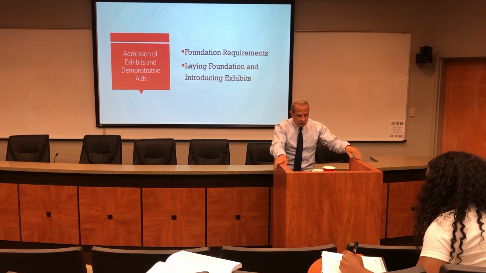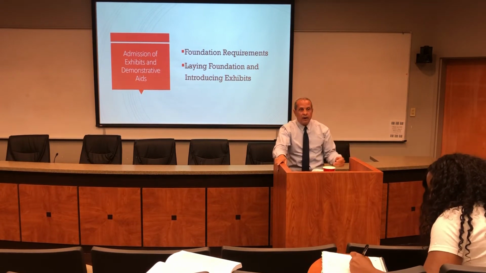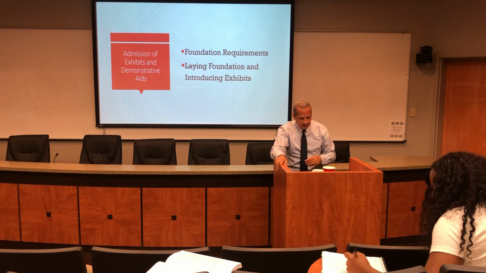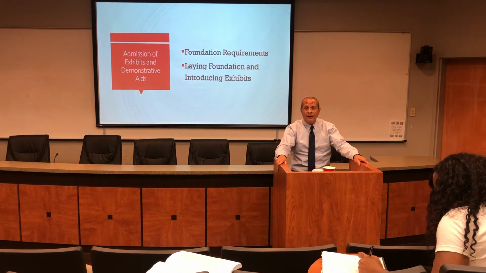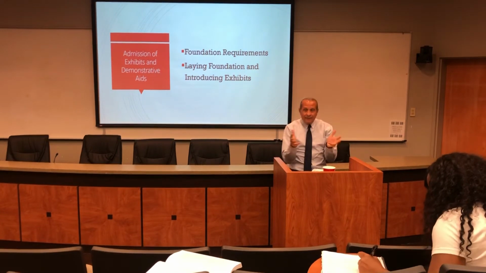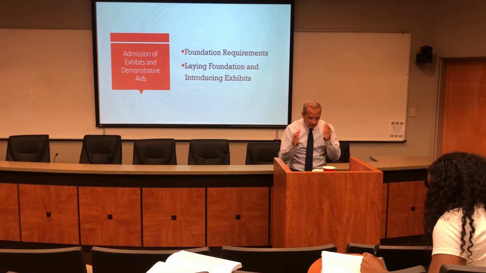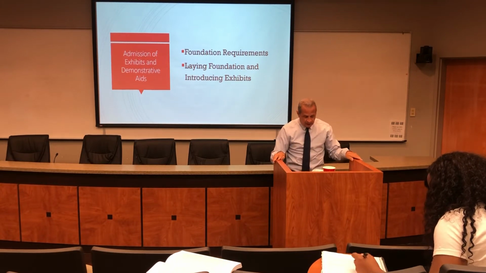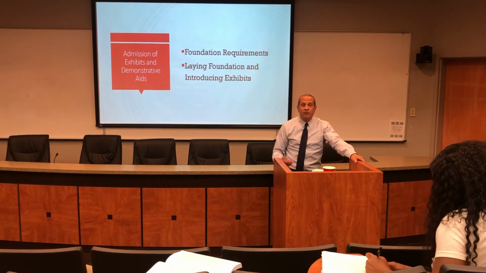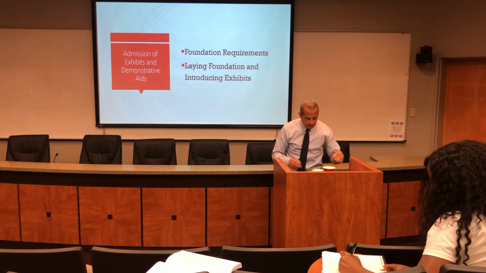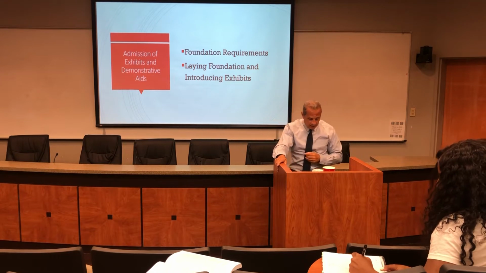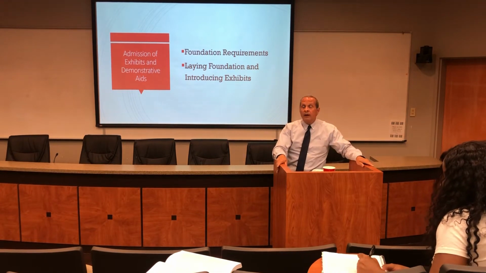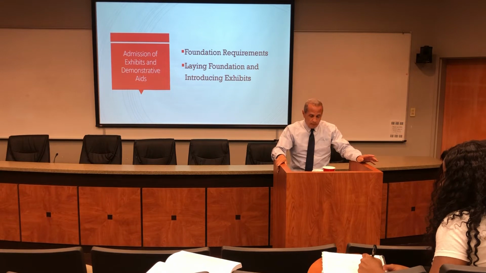So in the language of the federal rules, the party offering the exhibit has to show that the exhibit is what the proponent claims it to be. So in a word, that's establishing its authenticity. So that means that the party has to present sufficient information or proof that a reasonable juror could find the exhibit is what the party purports it to be.